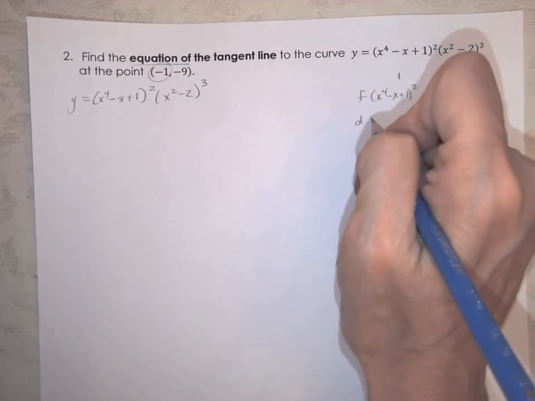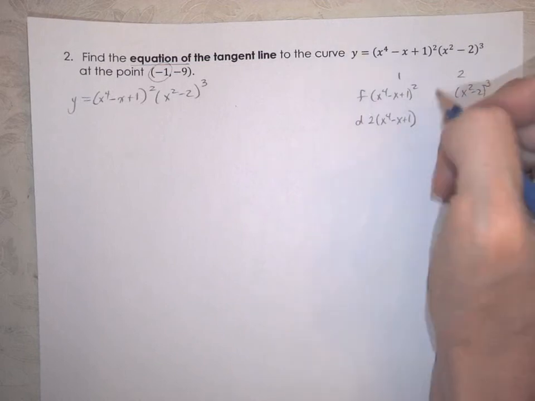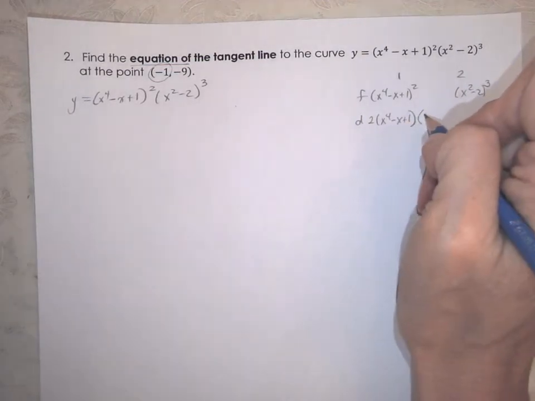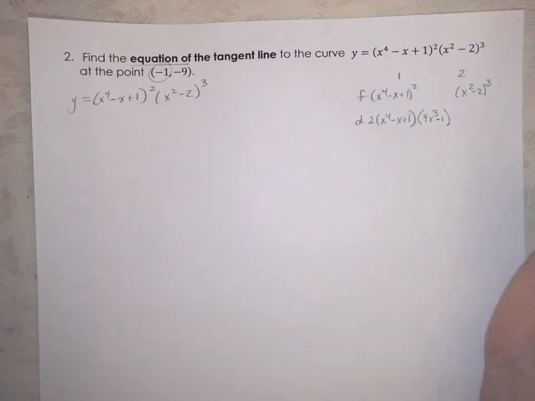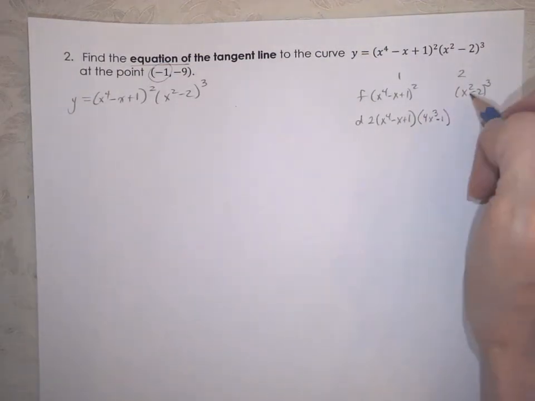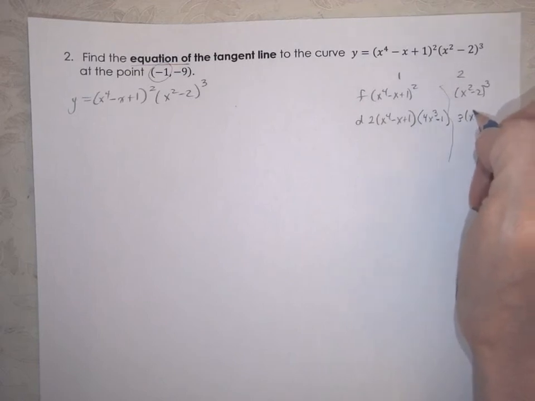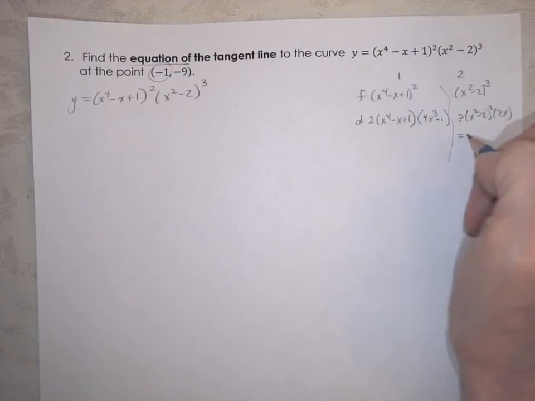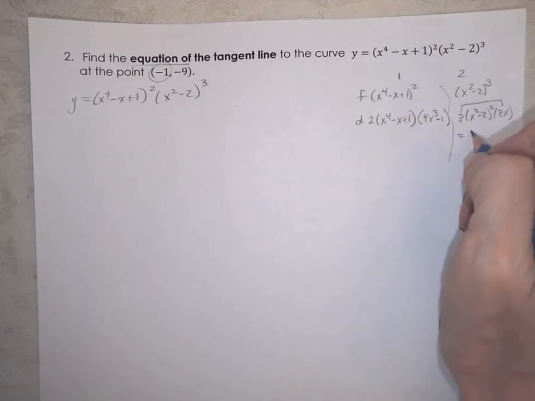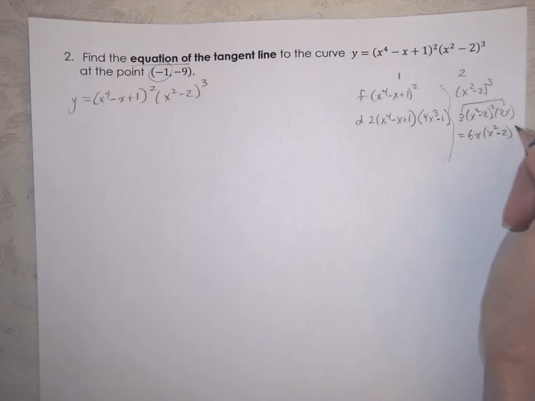So the derivative of the first is 2 times (x to the 4th minus x plus 1) to the 1, and then the inner derivative is 4x cubed minus 1. And then here, the derivative is 3 times (x squared minus 2) squared times 2x. And I can combine those and make 6x times (x squared minus 2) squared.